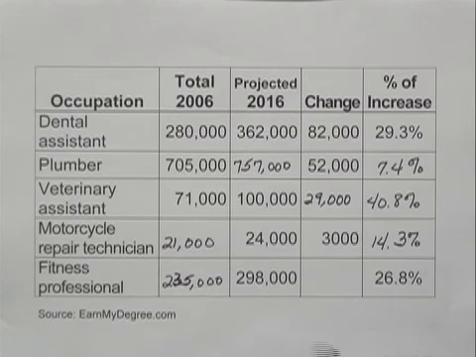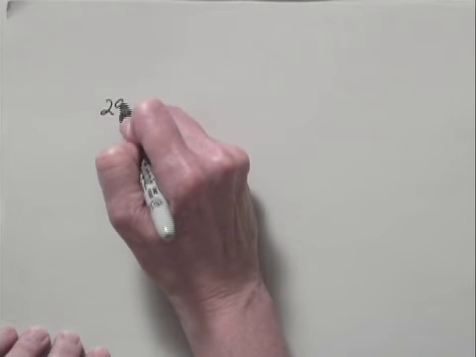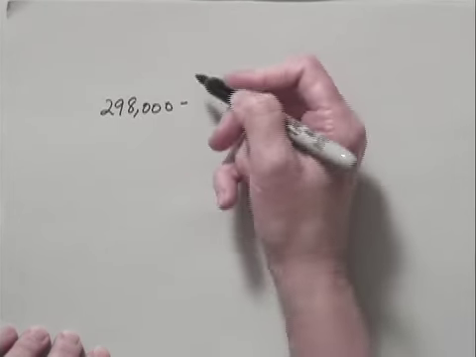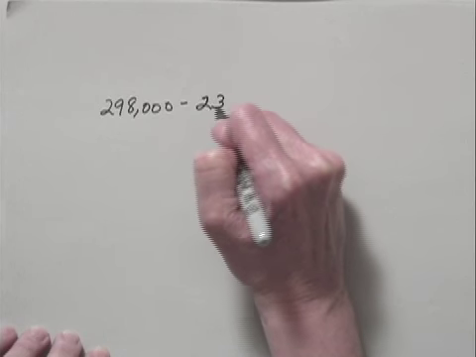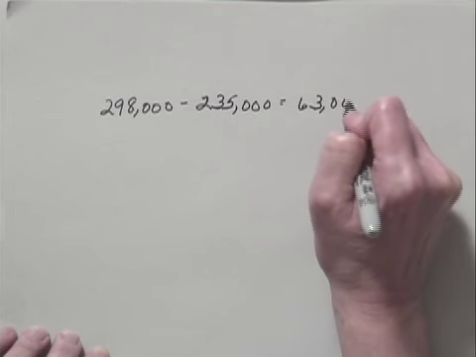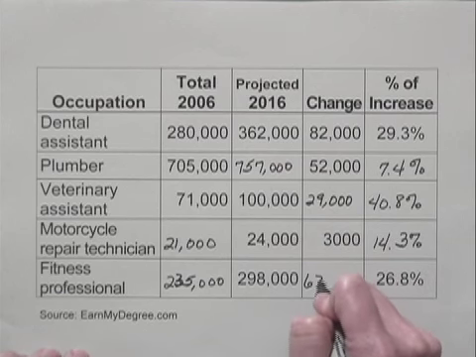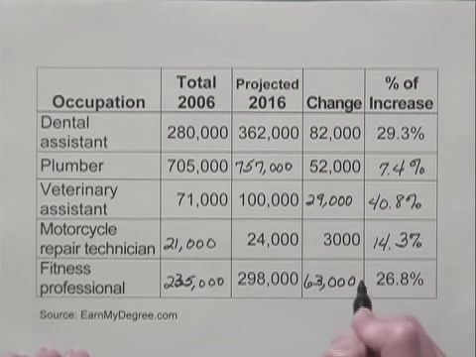And now we just need to find the change in the number of jobs. We would just subtract the 2006 number from the projected number for 2016. Let's do that subtraction. We would have 298,000 minus 235,000, and that is 63,000. So this is the change in the number of jobs. And now our table is complete.